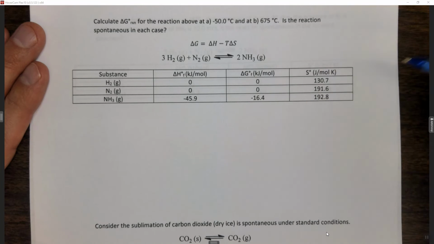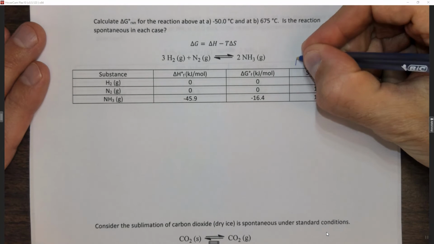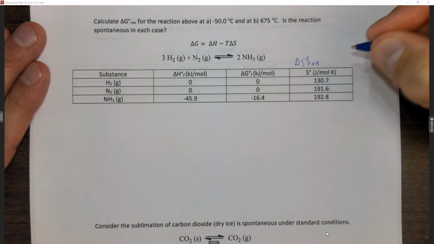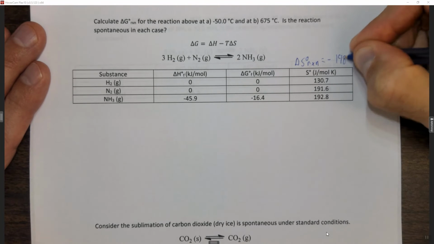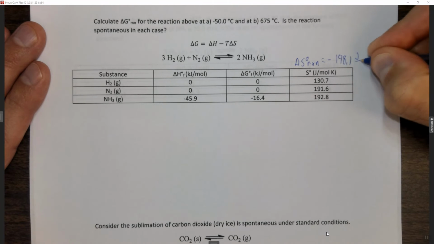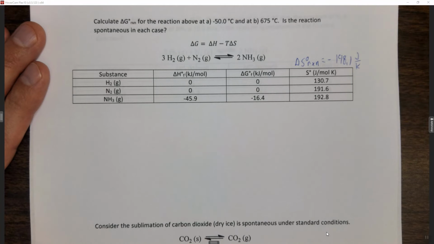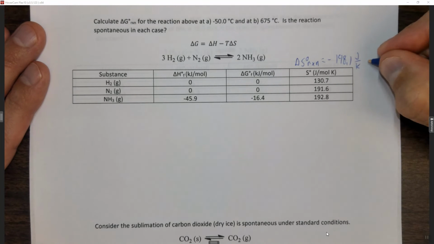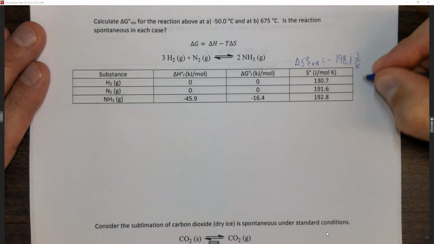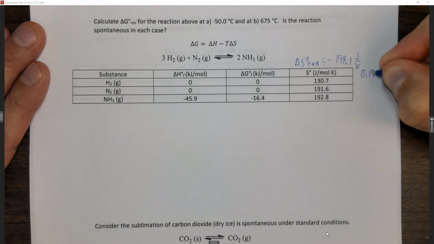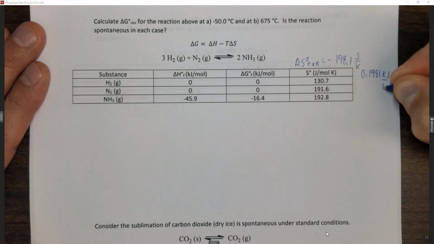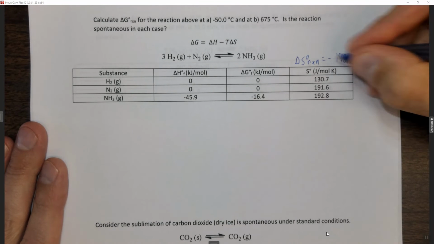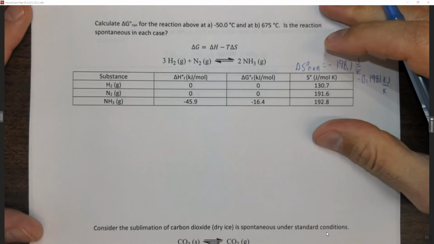So we can use the table, products minus reactants, to find the delta S. And we find that the delta S naught for this reaction from 2 questions ago is equal to minus 198.1 joules per K. Because we want this in kilojoules, since the delta H is going to be in kilojoules, we can view this as minus 0.1981 kilojoules per K as the delta S for this reaction. And that should of course still be negative, because when you convert to kilojoules, it's still negative.